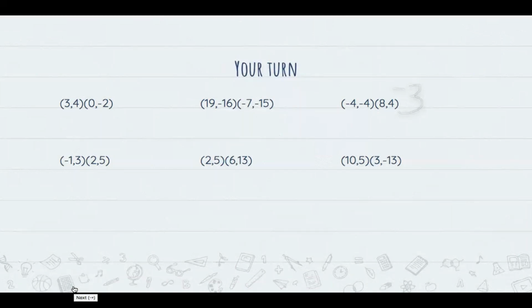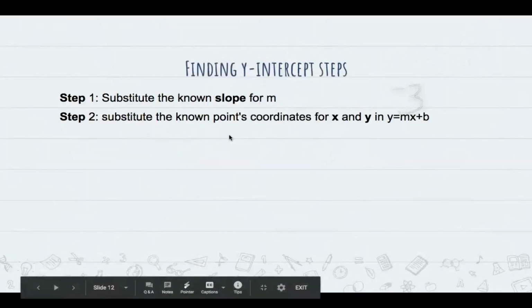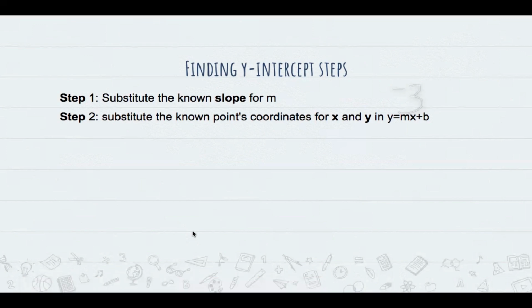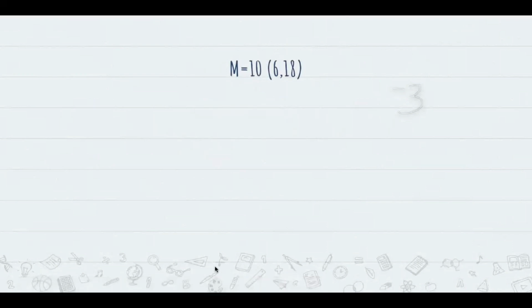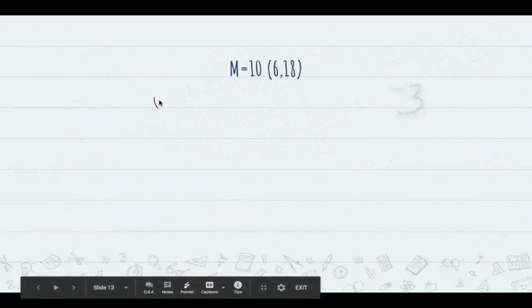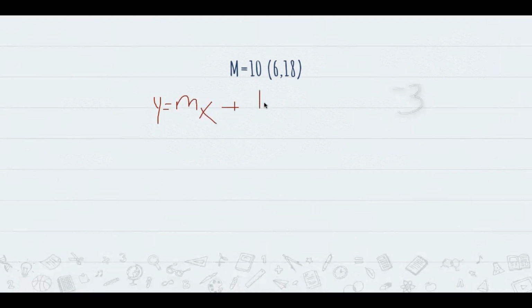Now we're going to learn how to find our b in our y equals mx plus b by finding the y-intercept. So now that we learned how to find the slope, otherwise known as m, we're going to substitute it into the equation y equals mx plus b and figure out the rest. So here, m is 10, so that's our slope. Let's just write the equation out. y equals mx plus b. y equals 10x plus b.